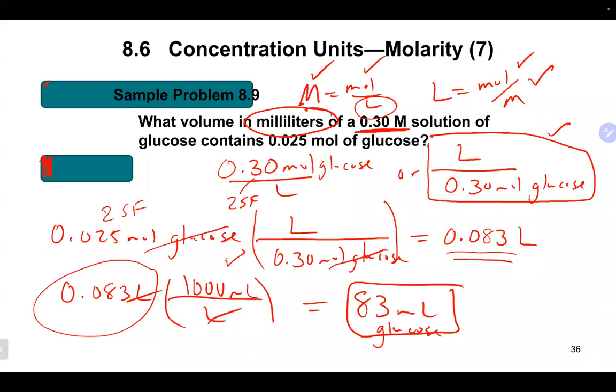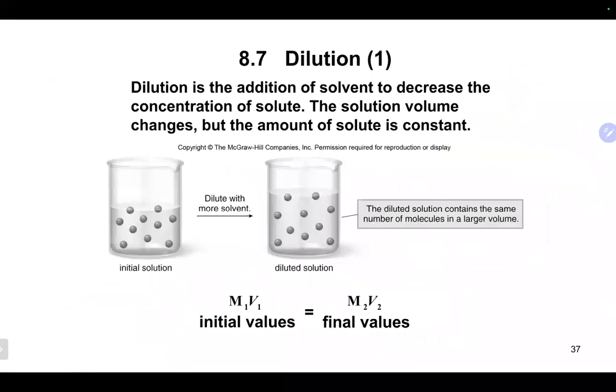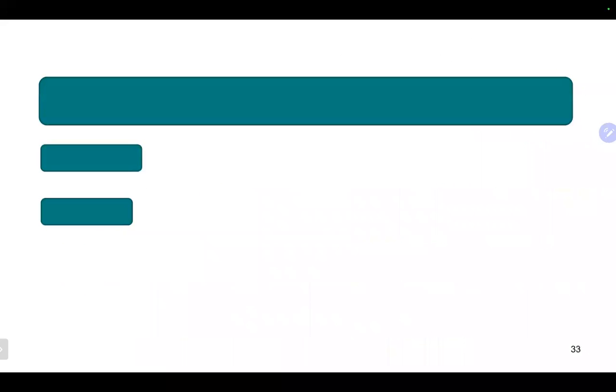Yeah. Other questions? Question on molarity here. Very, very common unit of concentration. So let's talk a little bit about molarity and ions and how that works.